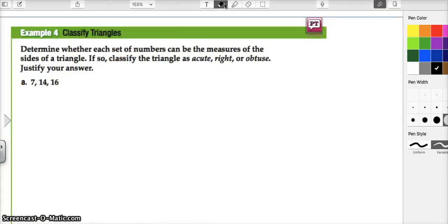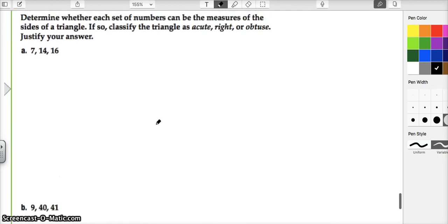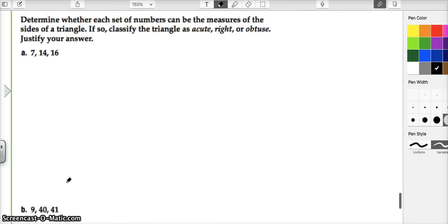Since I don't have enough time, I'm going to have to give you a part 2, but it'll be short. We'll just talk about this last problem where we determine whether or not we can create a right triangle or a triangle at all, and whether it's acute, right, or obtuse. So stay with me. I'll be right back.